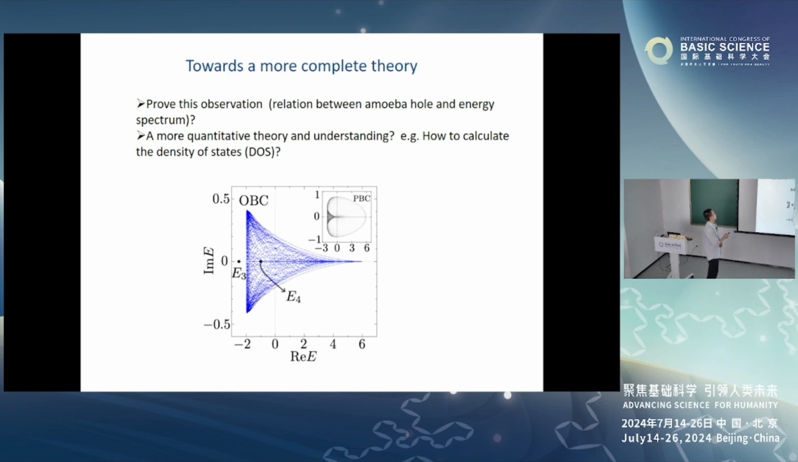But we are not satisfied with this, right? First of all, we would like to prove this observation. And then we also want some more quantitative theory, with which we can obtain not only the energy spectrum, but also the density of states of the theory. We can see that the energy spectrum is denser at some parts, but different than some other parts of the spectrum. So we want to precisely describe this density of states.